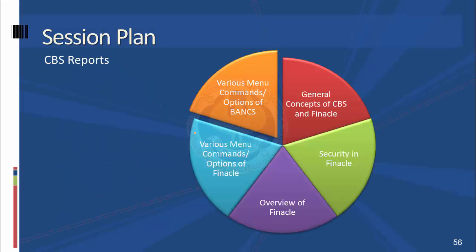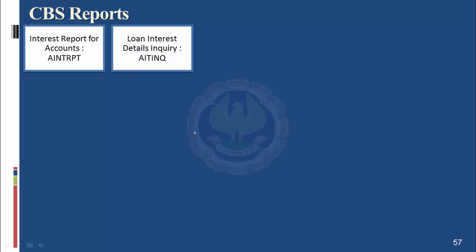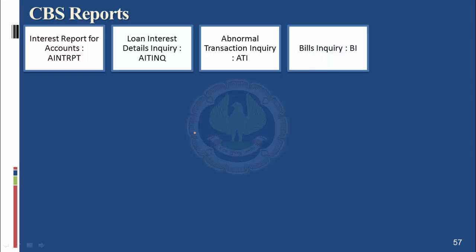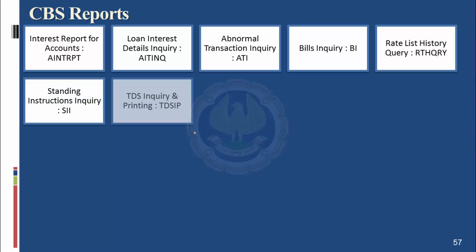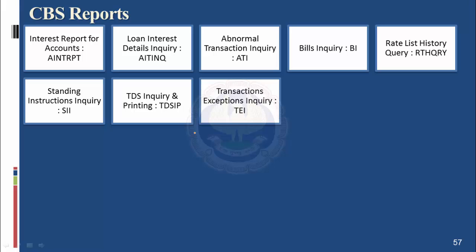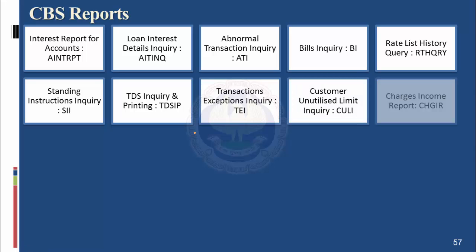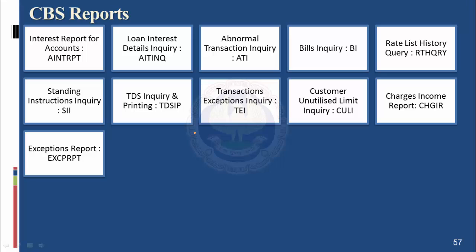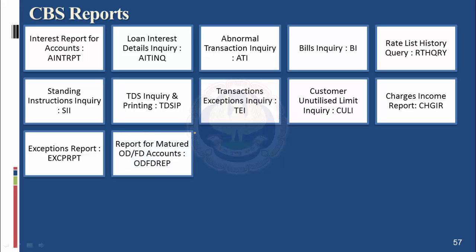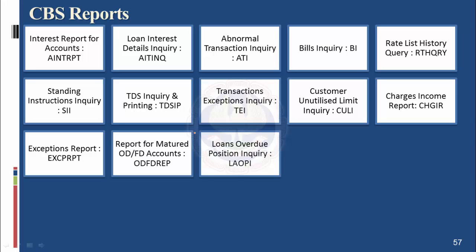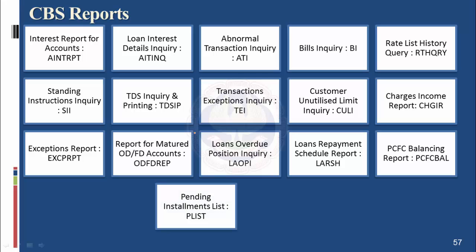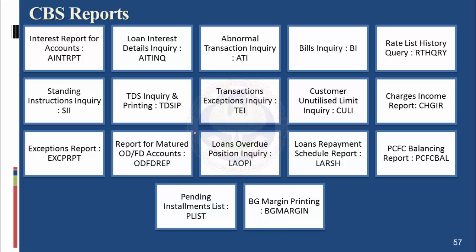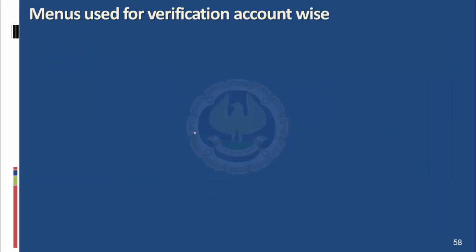These are further CBS reports: interest report, then loan interest, abnormal transactions, then bills inquiry, history, rate history, then standing instructions, TDS, transactions of exceptional inquiry, customer unutilized limit, income charges report, exception reports, matured OD and FDs, then loan overdue position inquiry report, loan repayment report, then balancing and pending installment list. These are further menu-driven reports here.